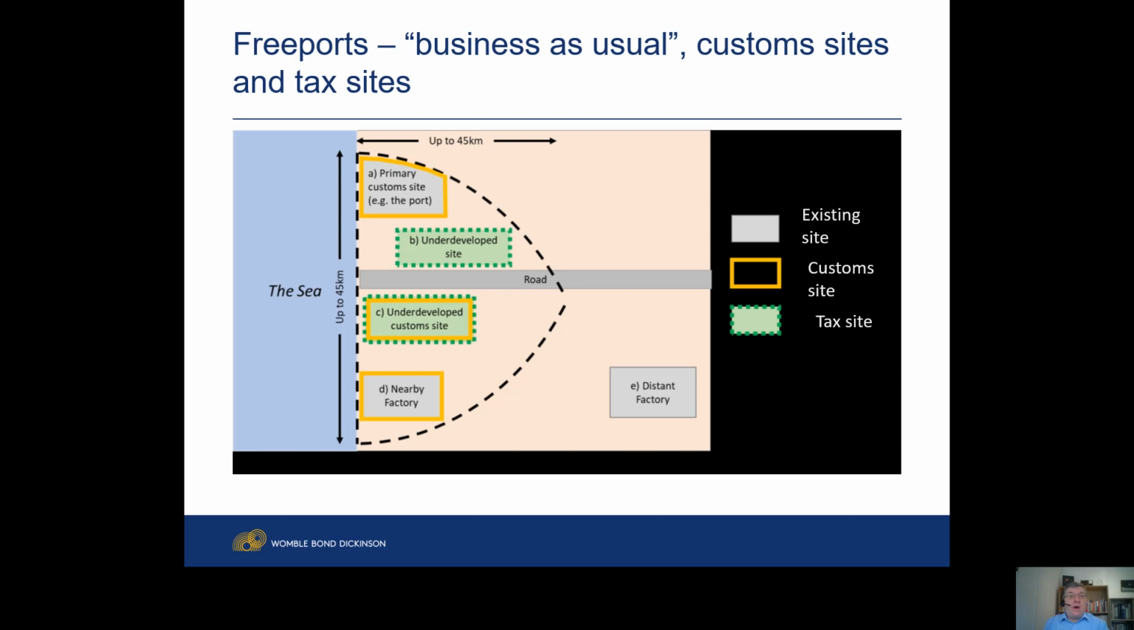We have an area that is only a customs site. At the bottom, the nearby factory that's identified on the map. In those circumstances, the benefits would be limited to the customs deferral or tariff inversion. And in the middle, we have the undeveloped customs site that has both designations. And in that area, the government incentives together with the customs duties would be available.